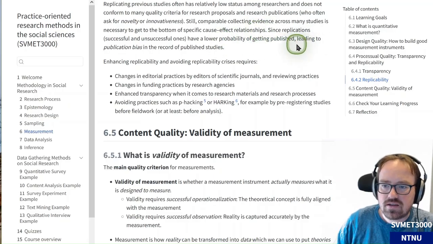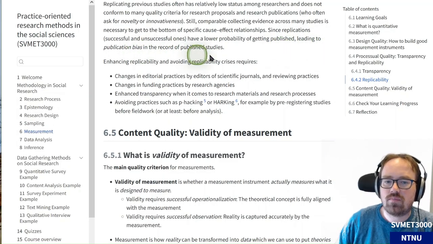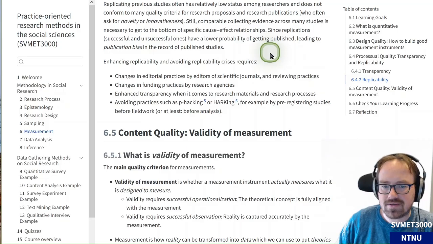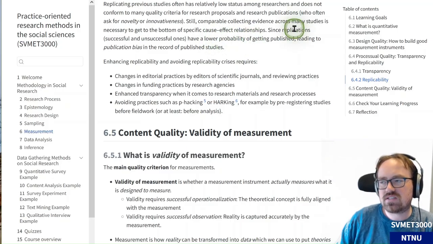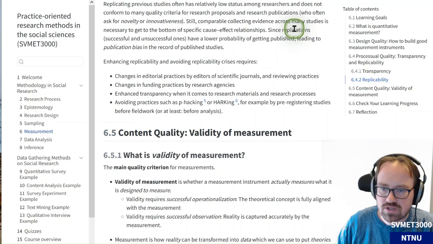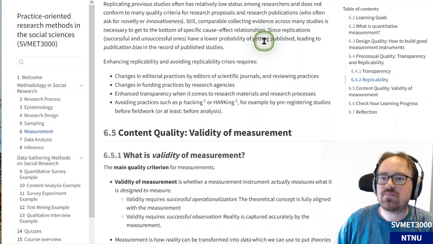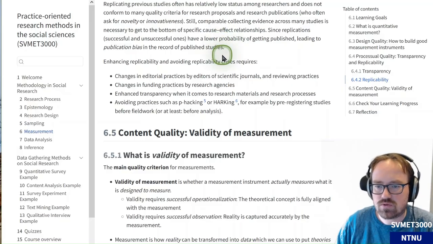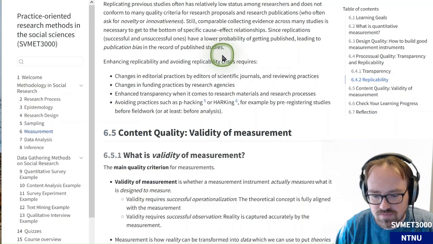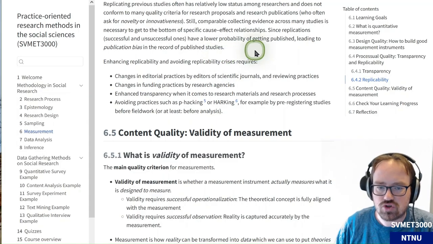And getting replication studies published is also difficult, and this leads to a problem that we call publication bias in the record of published studies. Because studies that seem to support a hypothesis have a higher probability of getting published, we might mistakenly think that the evidence for a relationship is stronger than it actually is, because those studies simply get thrown out that don't seem to show the relationship.